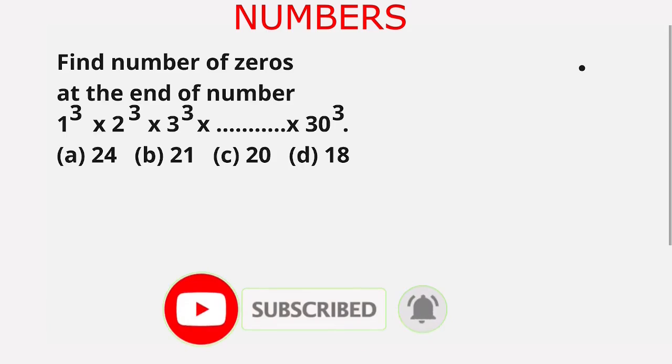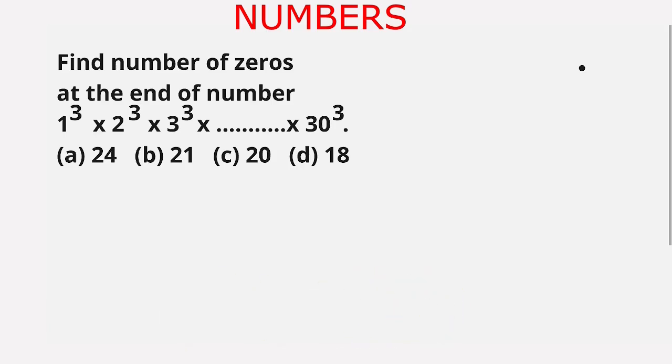In this question, we have to find the number of zeros after solving this number 1 cube multiplied by 2 cube multiplied by 3 cube up to multiplied by 30 cube. And the number of zeros at the end of any number is nothing else but the power of 10 in that number. And 10 consists of two prime numbers which are 2 multiplied by 5. So we have to find the power of 2 as well as the power of 5.